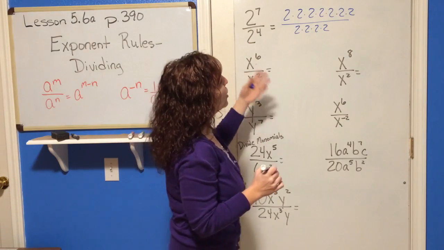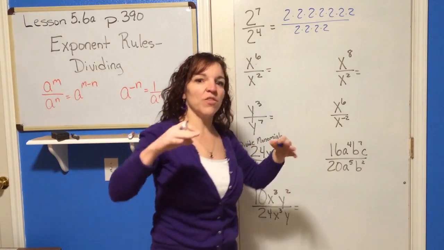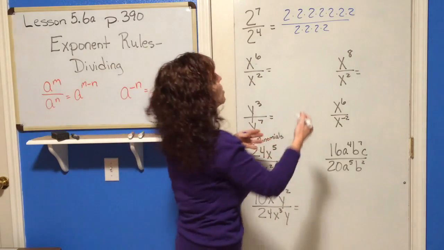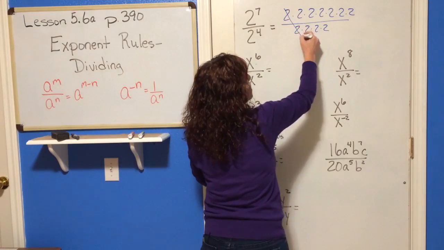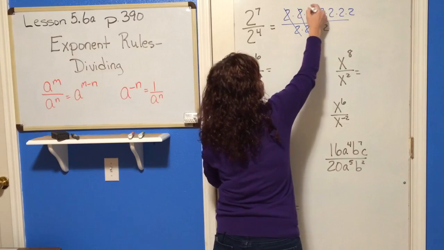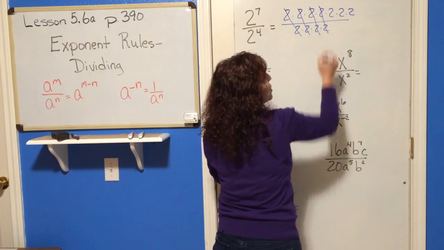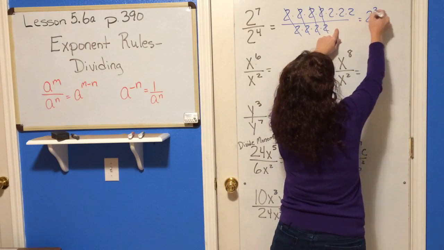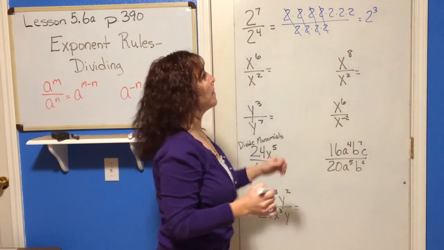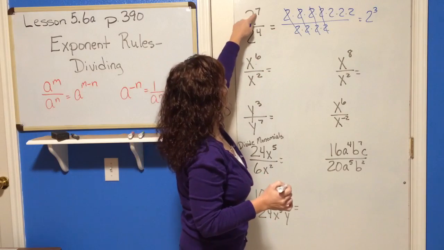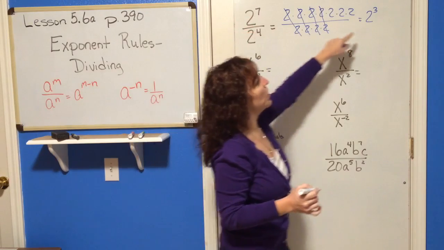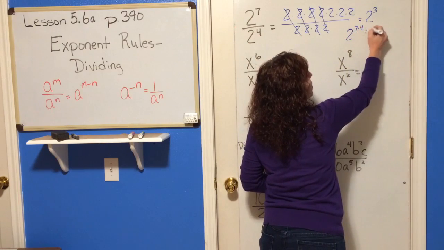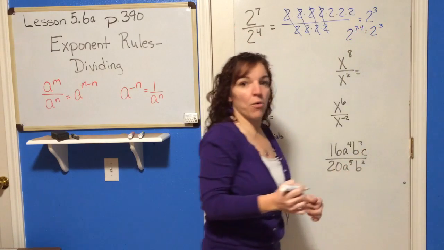Now, when you do that, you know that if you've got a factor that's the same on the top and the bottom of a fraction, you can reduce those. So you can reduce these 2's and these 2's and these 2's and these 2's. So now all that you're left with is 2 to the 3rd power on top. And isn't that the same as 7 minus 4 is 3? So you could say 2 to the 7 minus 4 power equals 2 to the 3rd power.